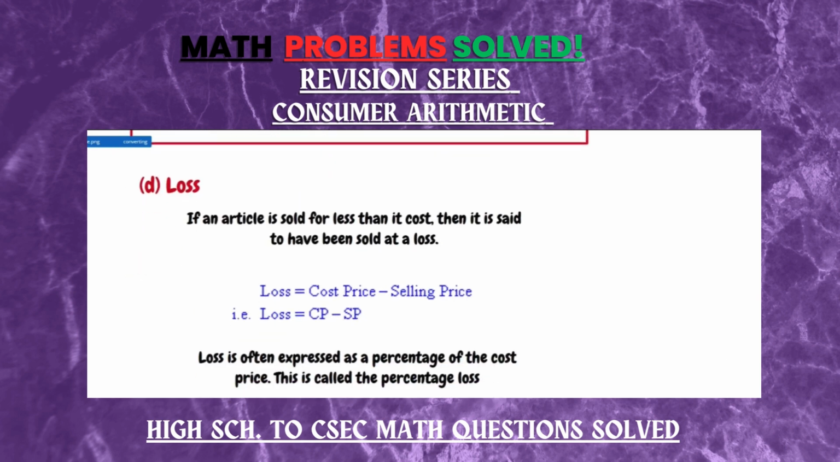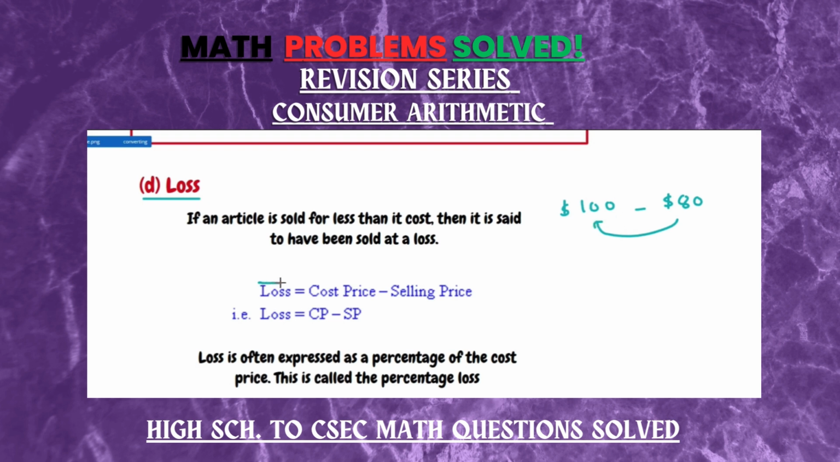Then we will see in the same way what is loss. If an article is sold for less than it costs, then it is said to have been sold at a loss. So for example, if you buy anything for $100, right, and sell it to any other person for $80. So what happens here? Here your selling price is less than the cost price, or your cost price is more than the selling price, it means you have sold the article at a loss, not at profit, right?